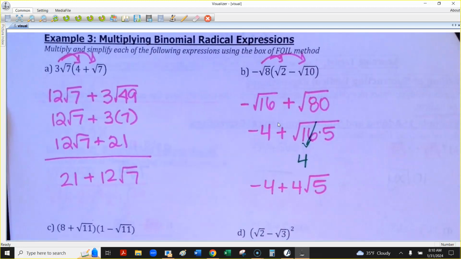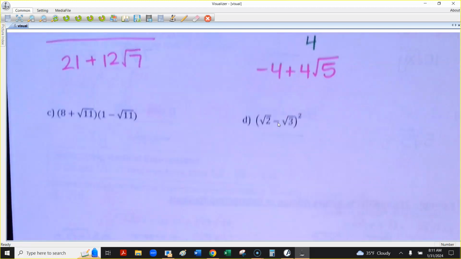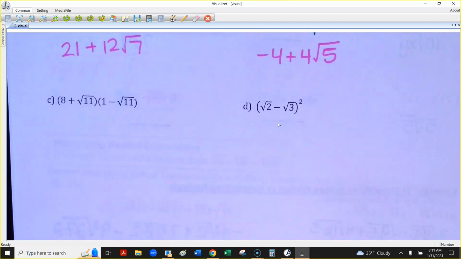Is anybody having a question? Okay, now, if you are going to multiply together, I've got 8 plus the square root of 11, and then I want to multiply that by 1 minus the square root of 11. Anybody have an idea? Like, how would you approach that next question to multiply that? Anybody know?